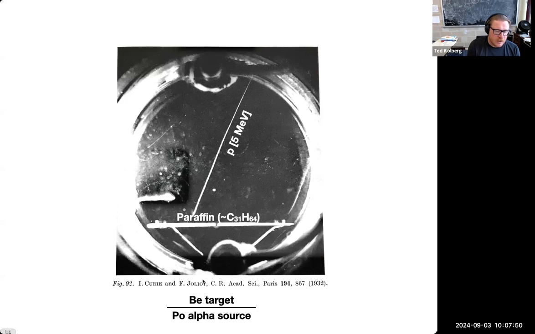So you imagine whatever comes out of the beryllium target is entering this chamber from the bottom. And then they put a layer of paraffin. This has a chemical formula, which is roughly something like C31H64. So it's mostly carbon by weight, but it's mostly hydrogen by number of atoms, and the hydrogen atoms are taking up most of the space inside, if you will.